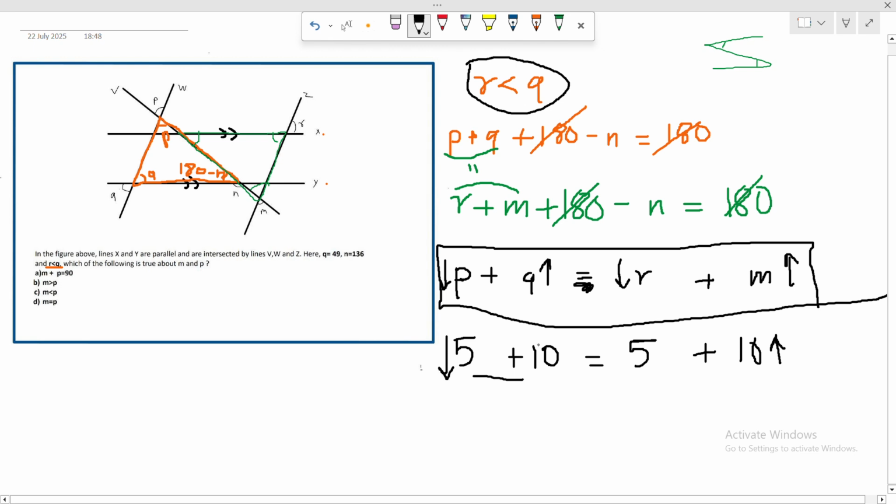Just because we have to satisfy this condition, as we already have q bigger and r smaller, we must have p less than m. So what will be the condition? m will be greater than p. So which option is saying this? Option B. So this is our answer. This question is very tricky, and I'm saying this, guys, this is one of the most important questions you will ever tackle. Okay, so thank you.